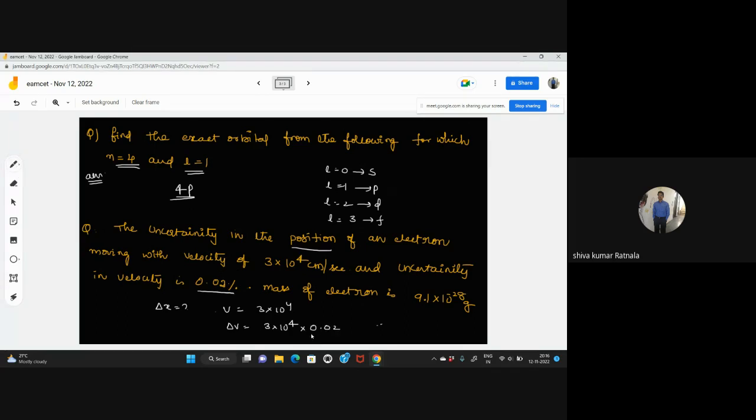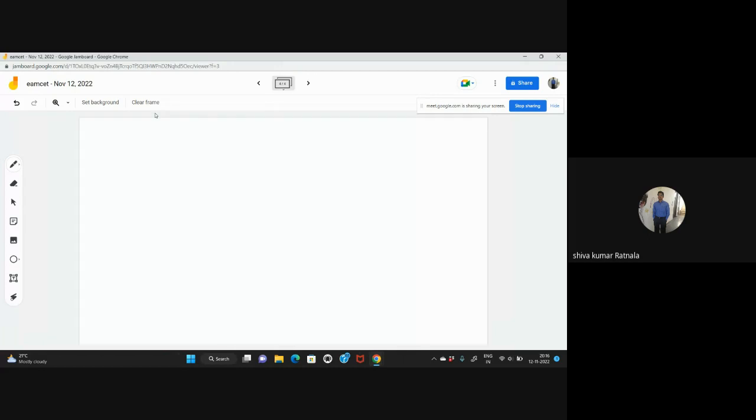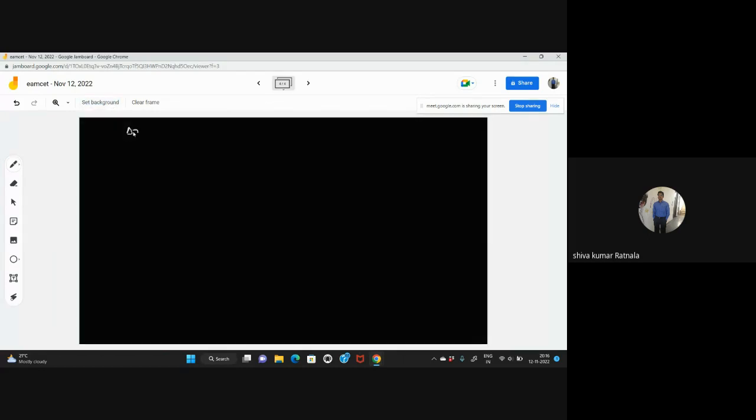Zero point zero two by 100. That means 6 into, it will be 6, no? The 2 will cancel, and 2 into 10 to the power of 6 will be there, delta v. Okay. Therefore, what can we write? The formula will be delta x into delta v is equal to h by 4 pi m, right? So delta x is equal to h value 6.625 into 10 to the power of minus 27 erg per second, and 4 into 3.14. Mass of electron 9.1 into 10 to the power of minus 28, and delta v is 6.